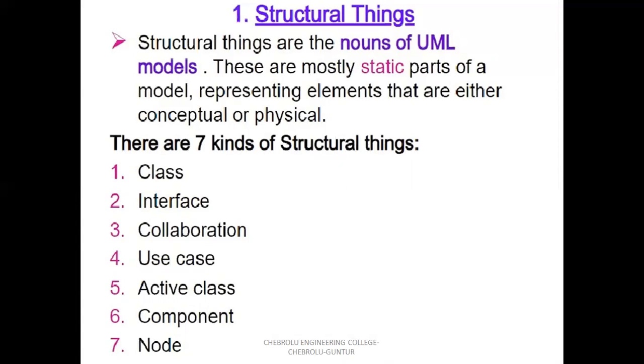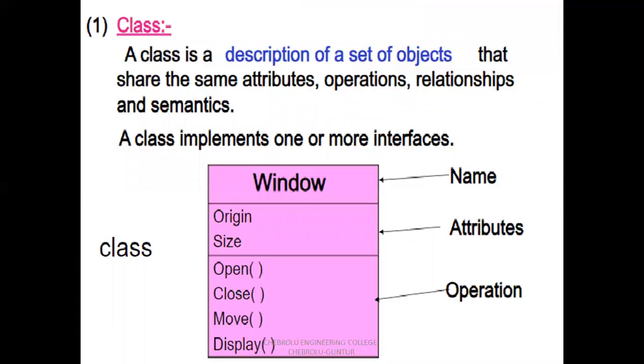Same in software. To develop any software, you must require several structural things. The structural things are: first one class, second one interface, third one collaboration, fourth one use case, fifth one active class, sixth one component, and seventh one node. First one is class. The class is the description of a set of objects that share the same attributes, operations, relationships, and semantics.